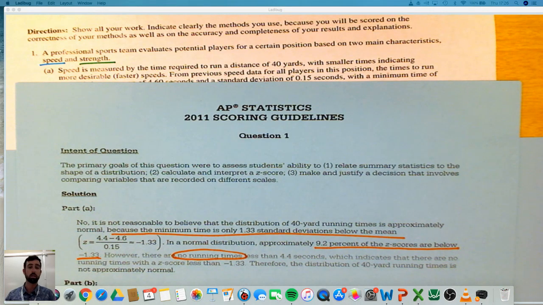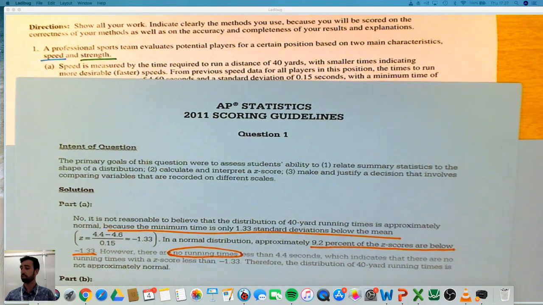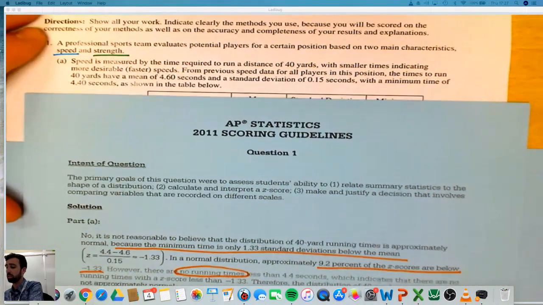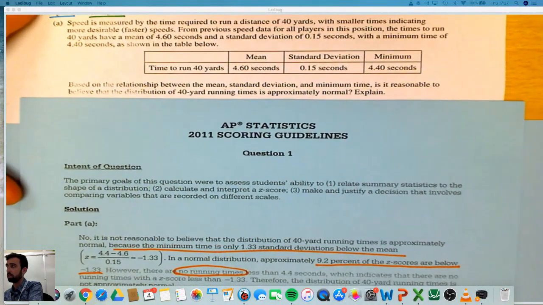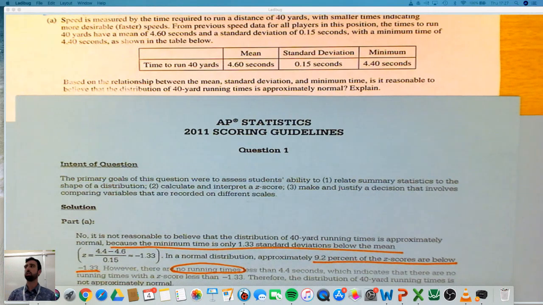And so that's what they're talking about down here, is they're saying there is no way that this can be normal because our z-score is too low. I'm sorry, our data point is not low enough, I should say. So that's a great way to tell if a distribution is not normal.